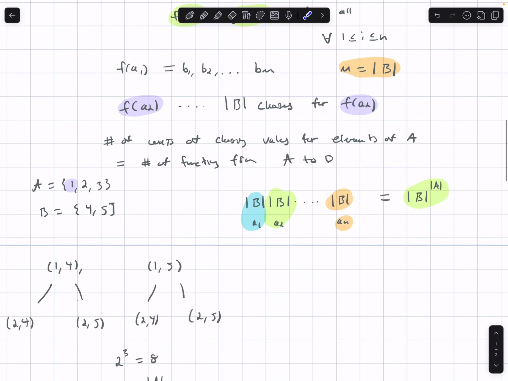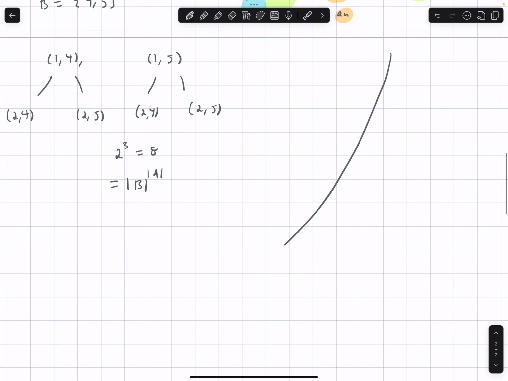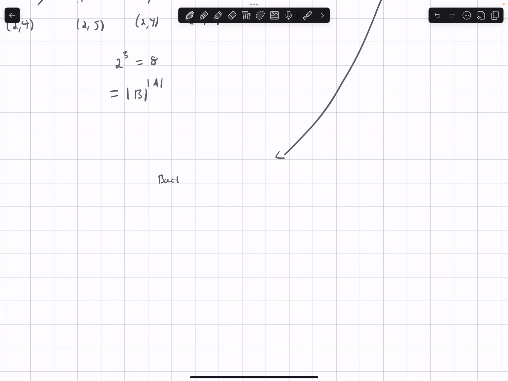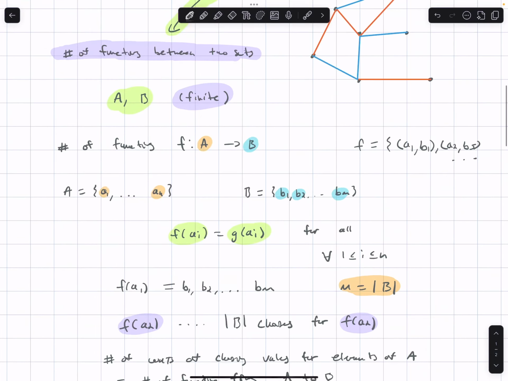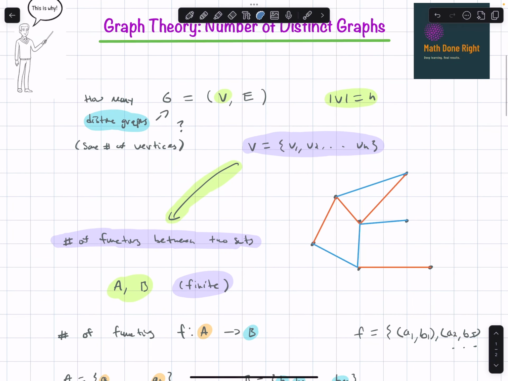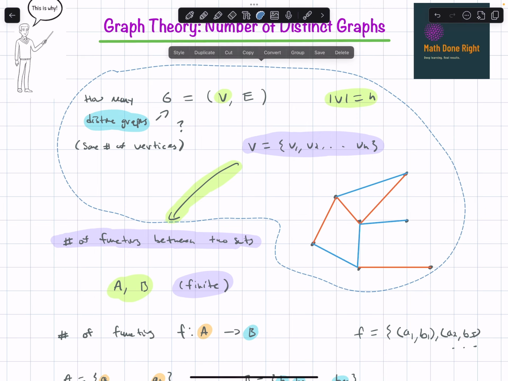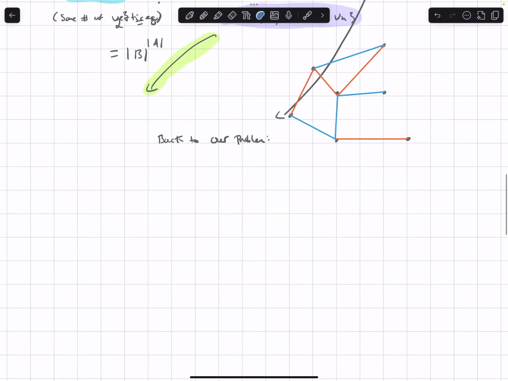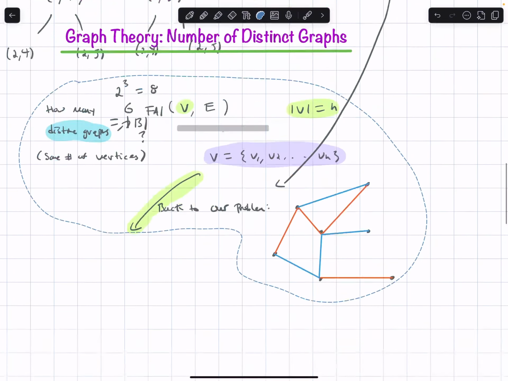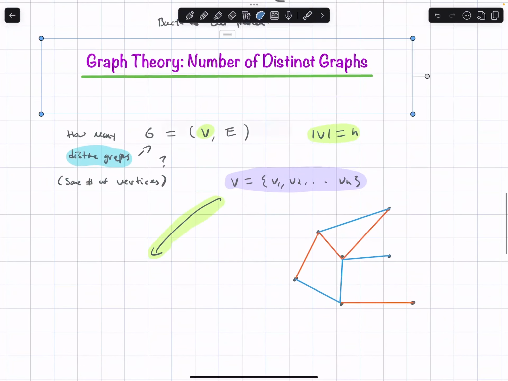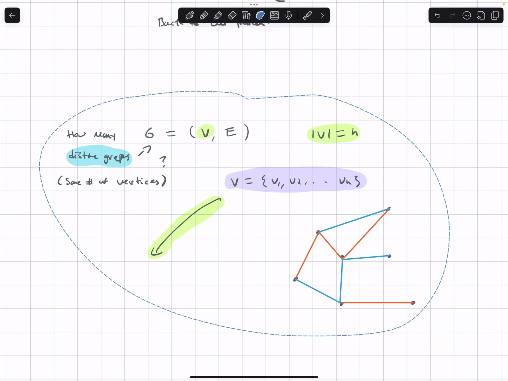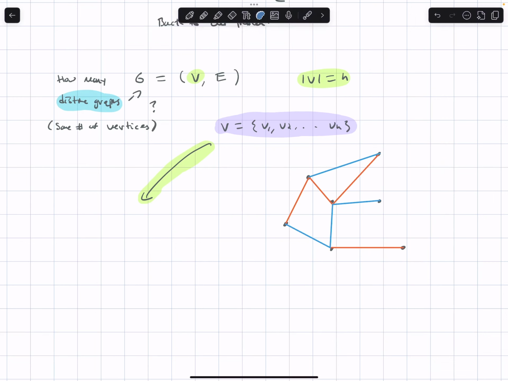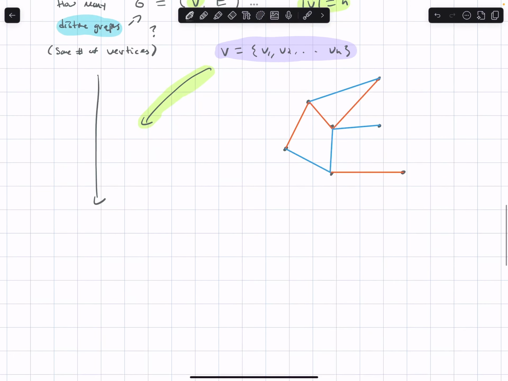Okay, with this in hand, let's go back to the problem, which I'll just copy and bring down here instead of writing it again. How many graphs can we make if we have n vertices? How many distinct graphs can we make with n vertices?